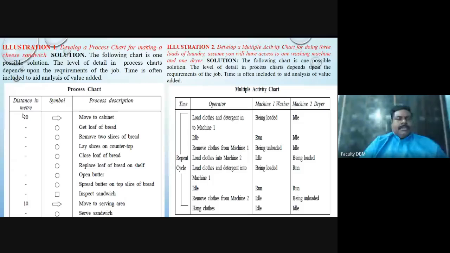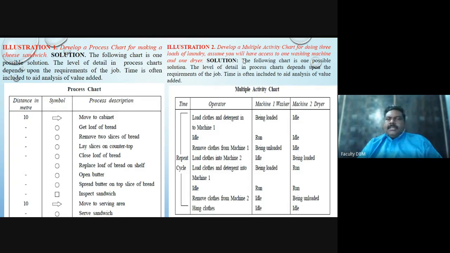So the 10-meter distance: first we have to move to the cabinet, a distance of 10 meters, and moving to the service area is 10 meters. This is all the processing. Now for this particular question, to develop a process chart for making a cheese sandwich, using those symbols we have made one chart.